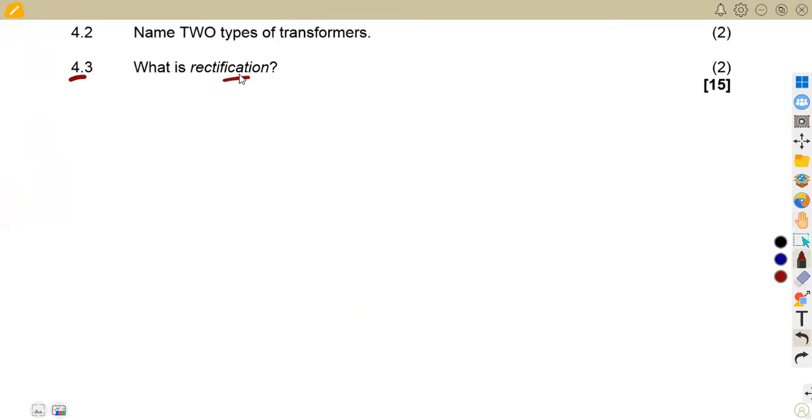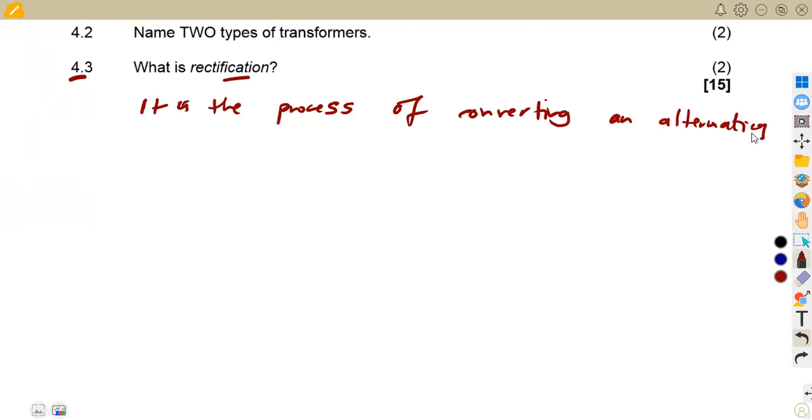4.3, what is rectification? Remember, rectification is a conversion that is happening between AC and DC in this case. So we can simply say this is a process. You can label it as the process of converting an alternating voltage to a unidirectional voltage, which is a DC that we are going to have at the end.